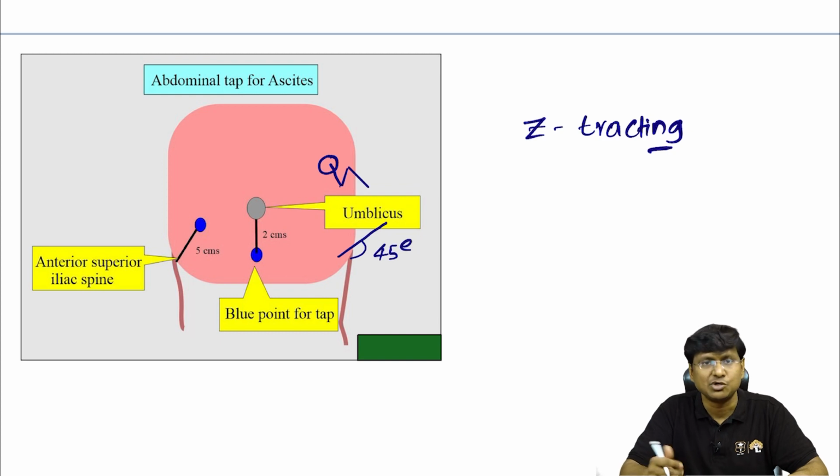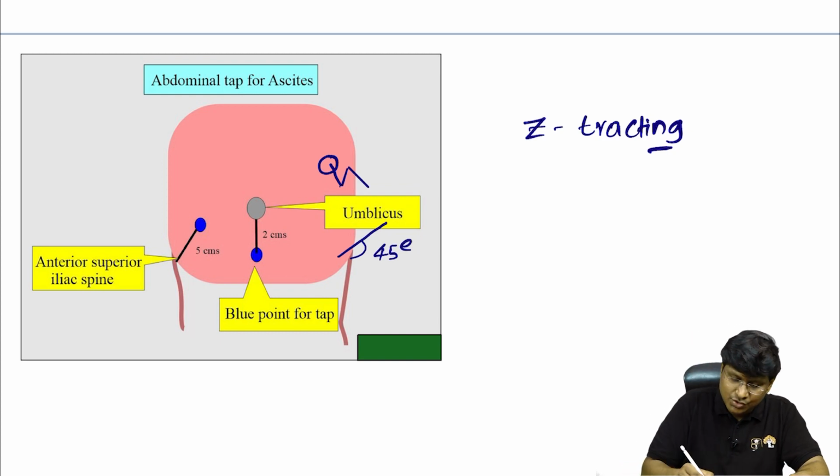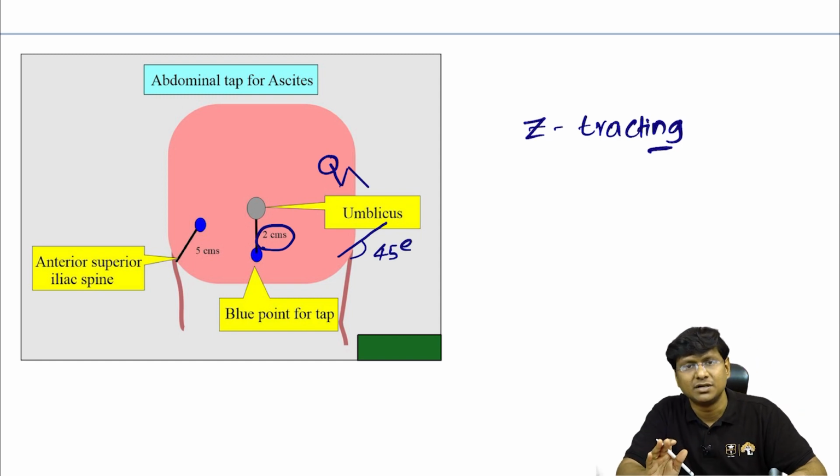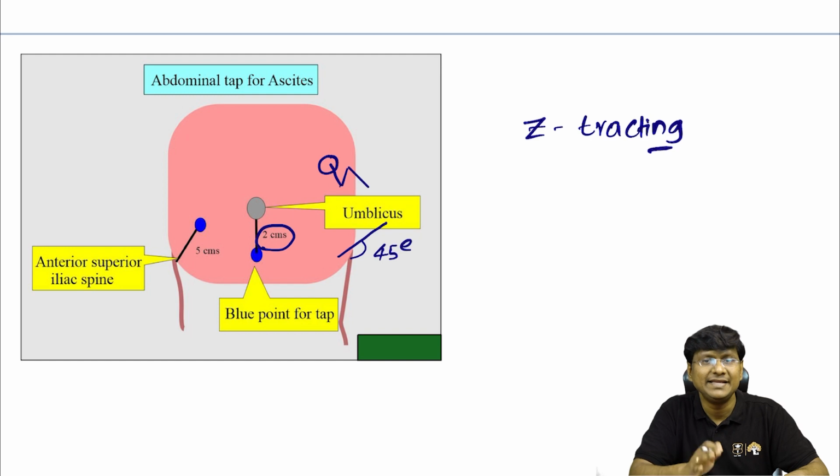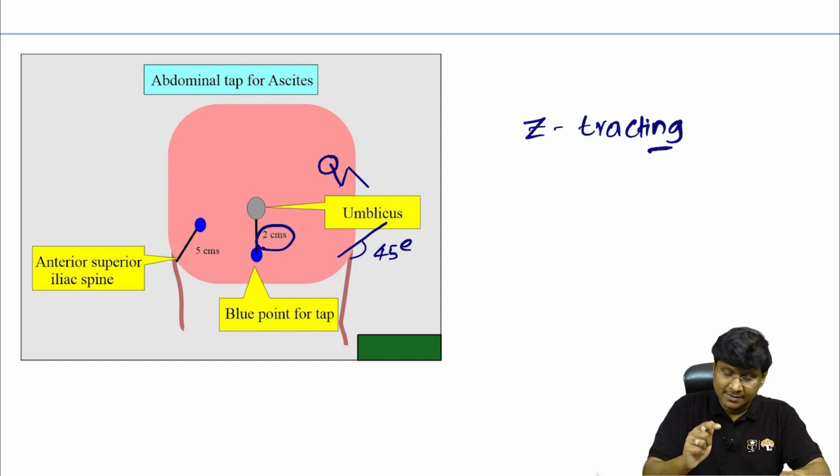Now, what are the sites of abdominal paracentesis? One important site is 2 centimeters below the umbilicus in the midline, over the linea alba. That is one place. But you need to take care of one important vessel there, the inferior epigastric artery. The other important site is 4 centimeters supromedial to the anterior superior iliac spine.